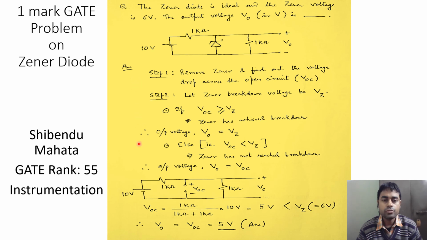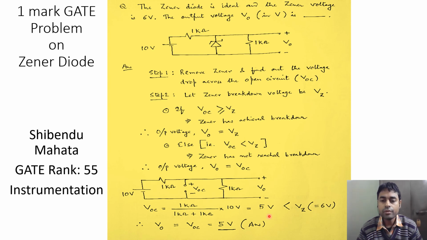So if we use these two steps, it is possible to solve basically any kind of Zener diode voltage regulation circuit. Let's return to the question at hand. In the first step we remove this Zener diode from the circuit and try to find the open circuited voltage VOC. We can see that this is a voltage divider circuit where both resistances are the same and you have an input voltage of 10 volts, and therefore the voltage drop across these two terminals will be equal to 1/2 multiplied by 10 volts, which is equal to 5 volts.